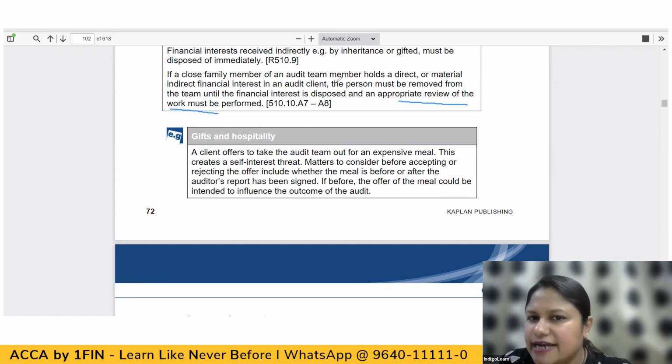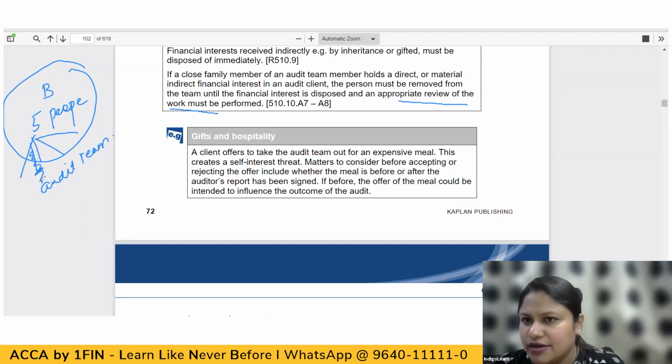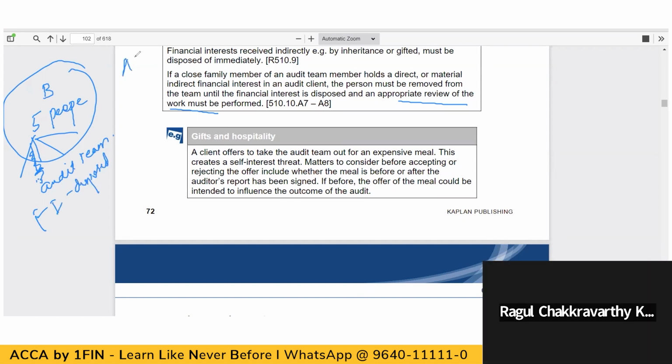Okay? And here what they're telling is, suppose there is one engagement partner, Mr. B, and he goes with 5 people together to do the audit. So this entire thing is called the audit team. Got it? Now, suppose out of the 5, there is one person they have identified has a financial interest. So what you will do, this person you remove from the team unless and until this financial interest is actually getting disposed of.